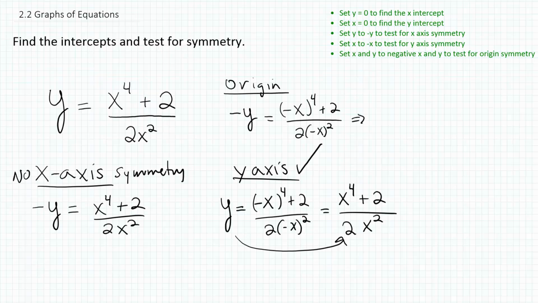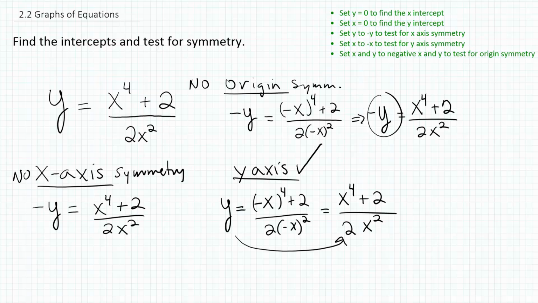So again, what's going to happen here is we're going to end up having negative y is equal to, and like we said before, the negative x's are going to become positive x's because of the even exponents on those terms. So that means that the right-hand side of the equation doesn't change, but the left-hand side has. Since we can't get rid of that negative there, this fails to have origin symmetry. So I'm just going to say, hey, there's no origin symmetry.